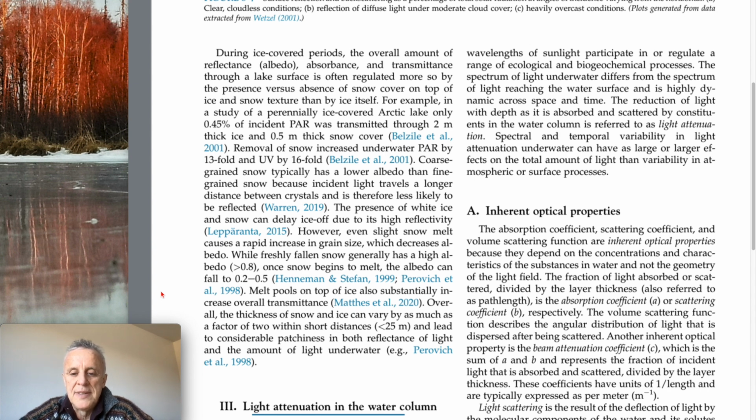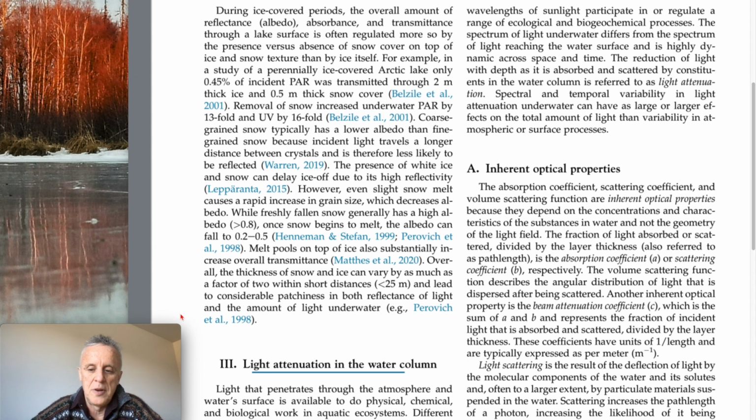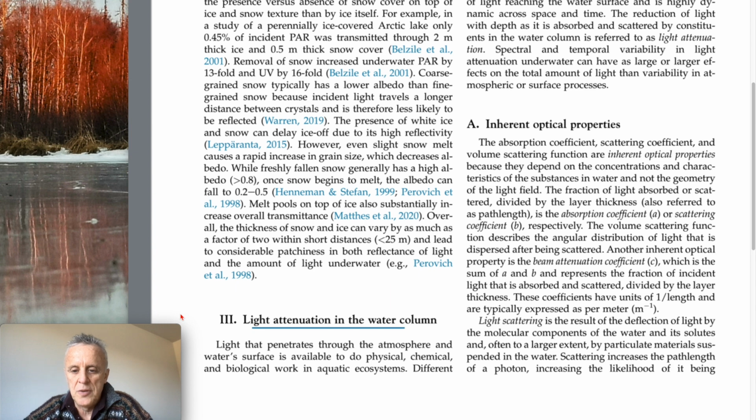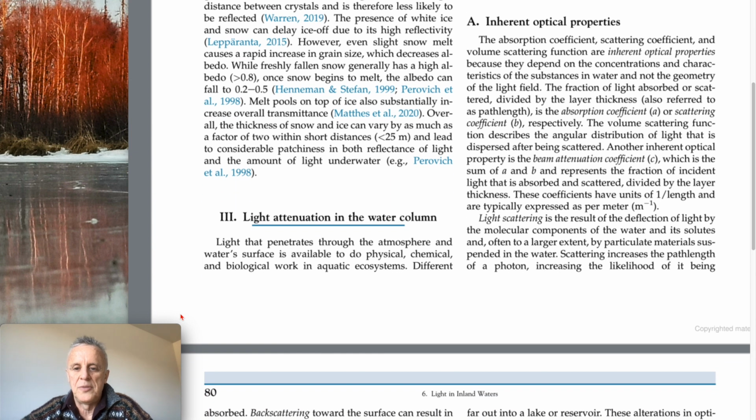Spectral and temporal variability in light attenuation underwater can have as large or larger effect on the total amount of light than variability in atmospheric or surface processes. Inherent optical properties: the absorption coefficient, scattering coefficient, and volume scattering function are inherent optical properties because they depend on the concentration and characteristics of the substances in water and not the geometry of the light field. The fraction of light absorbed or scattered divided by the layer thickness, also referred to as path length, is the absorption coefficient a or scattering coefficient b, respectively.